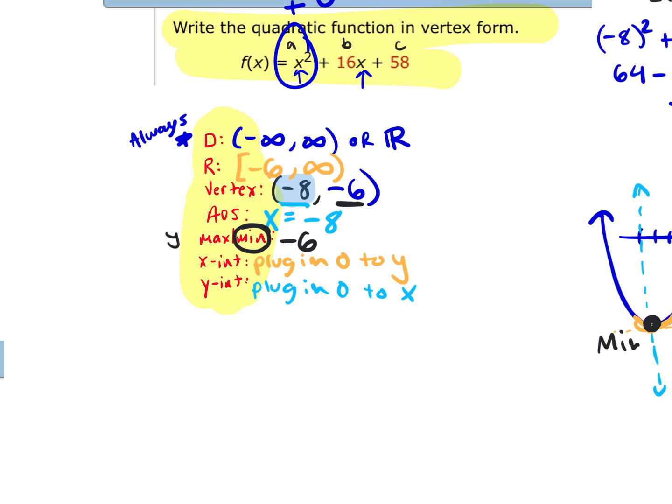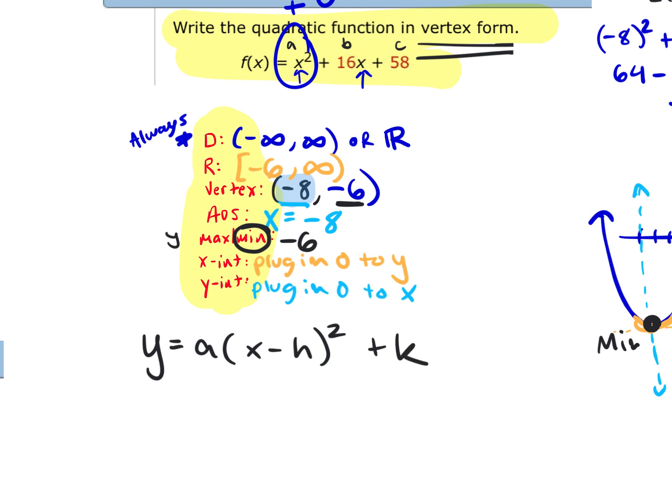Last thing I want to do, which is what the question asks, is to write the quadratic function in vertex form. So our general formula for vertex form is y equals a times x minus h squared plus k. So our vertex is our h and k. So we're going to plug those in. So we have x, how do we say x minus negative 8? x plus 8 squared minus 6. Now what's our a? 1. Awesome. a would be 1.